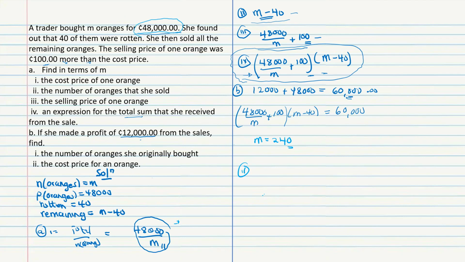So in this case, the cost price is going to be 4800 divided by 240, and with that we get the cost price of each orange, which gives me 200 cedis. So she bought each orange at 200 Ghana cedis, that is 200.00.